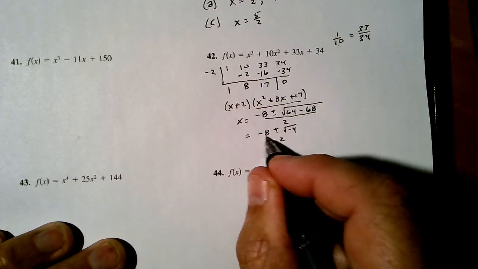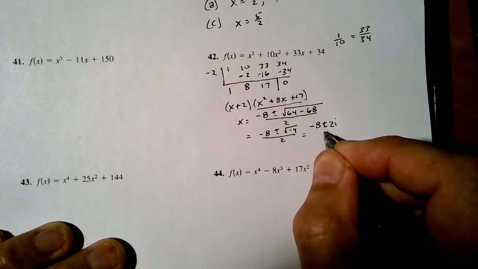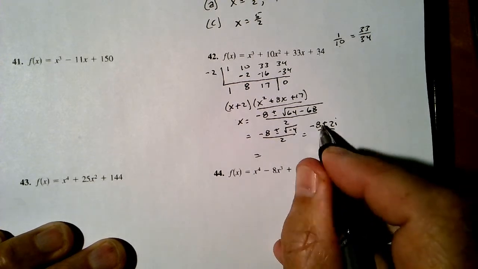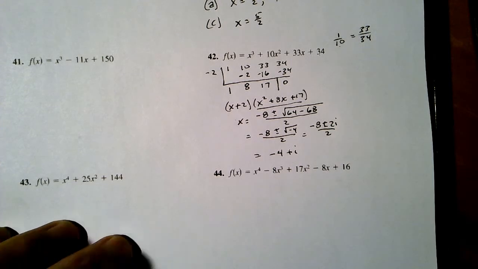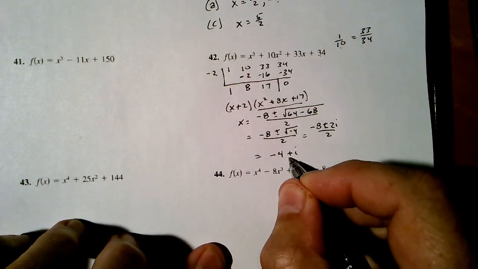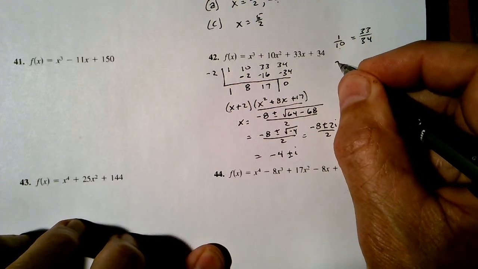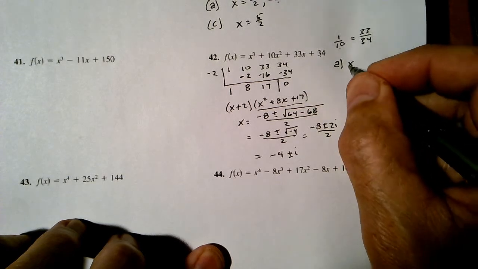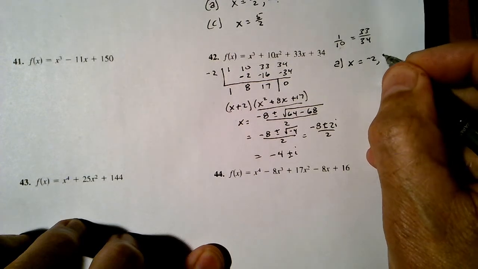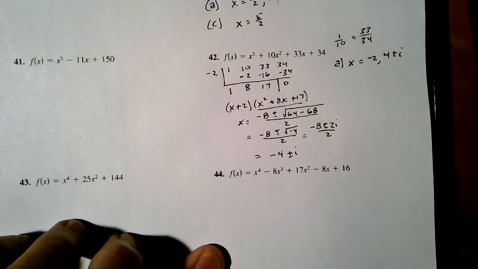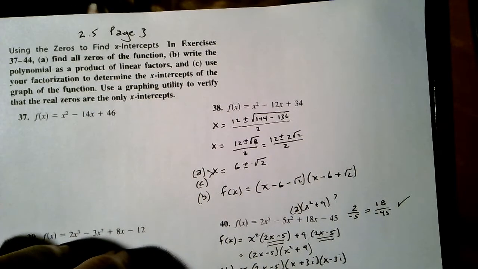That's somewhat nice. That's -8 plus or minus 2i over 2, or reduce top and bottom by 2, -4 plus or minus i, excuse me. So here are my zeros. My zeros are part A. So part A, my zeros are x equals -2 is a plain old 0, and then -4 plus or minus i are the others. And then part B, linear factors.